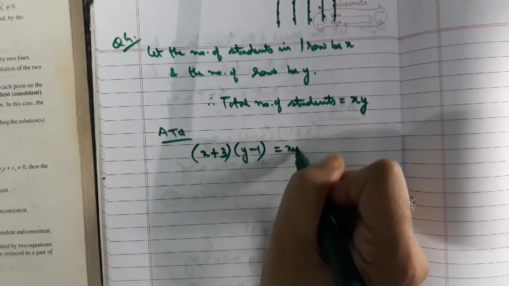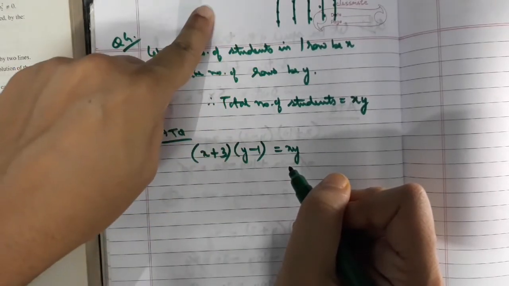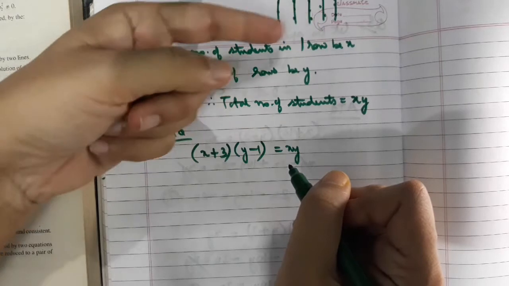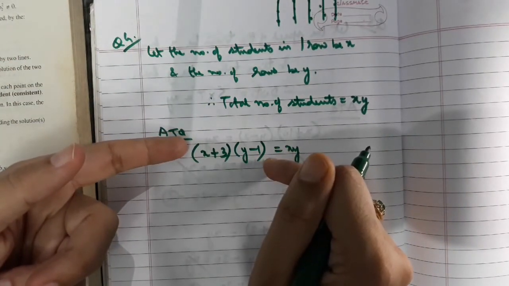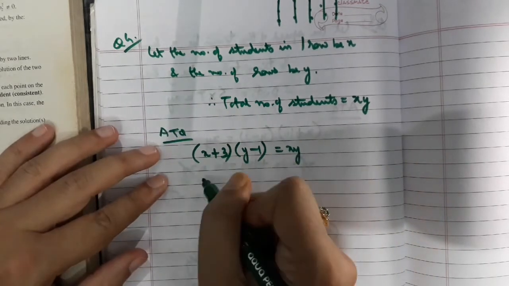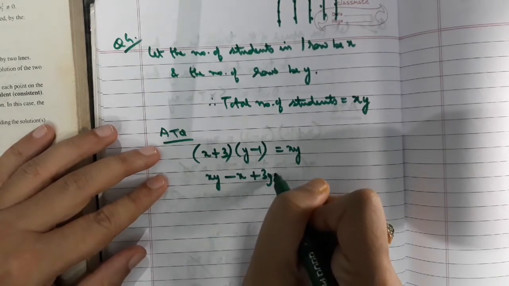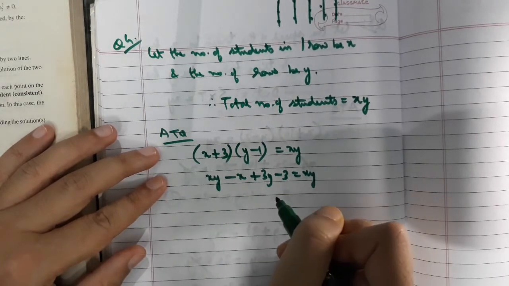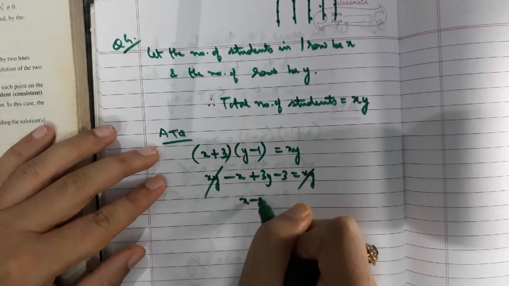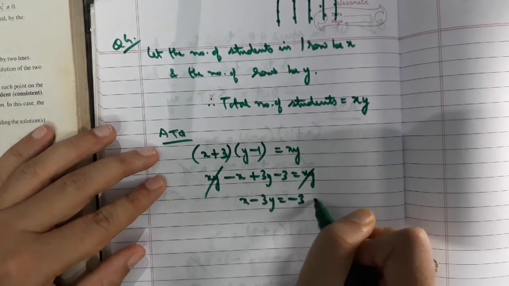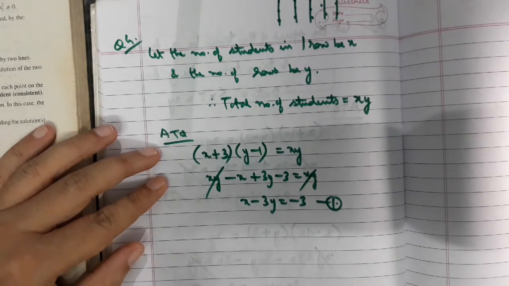This is equal to the total number of students, which will definitely be the same. Whether you increase the number of rows or decrease the number of rows, whatever you do, the total number of students in the class will remain the same. So let us simplify this. This gives us xy minus x plus 3y minus 3 is equal to xy. xy and xy get cancelled and we obtain x minus 3y is equal to minus 3. This is the first equation we obtain.